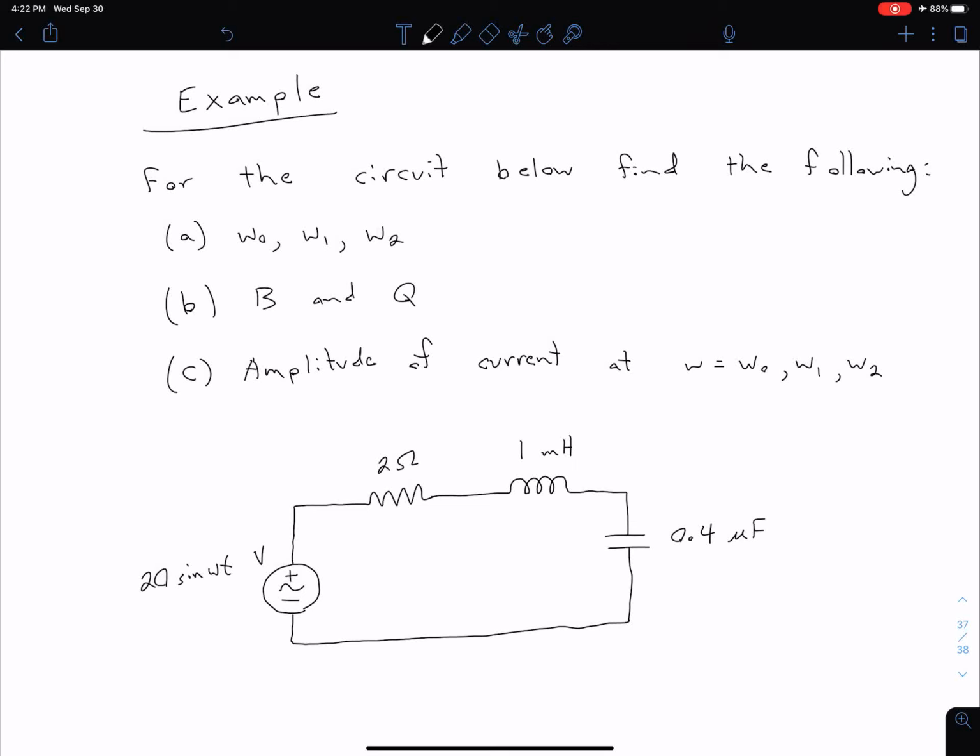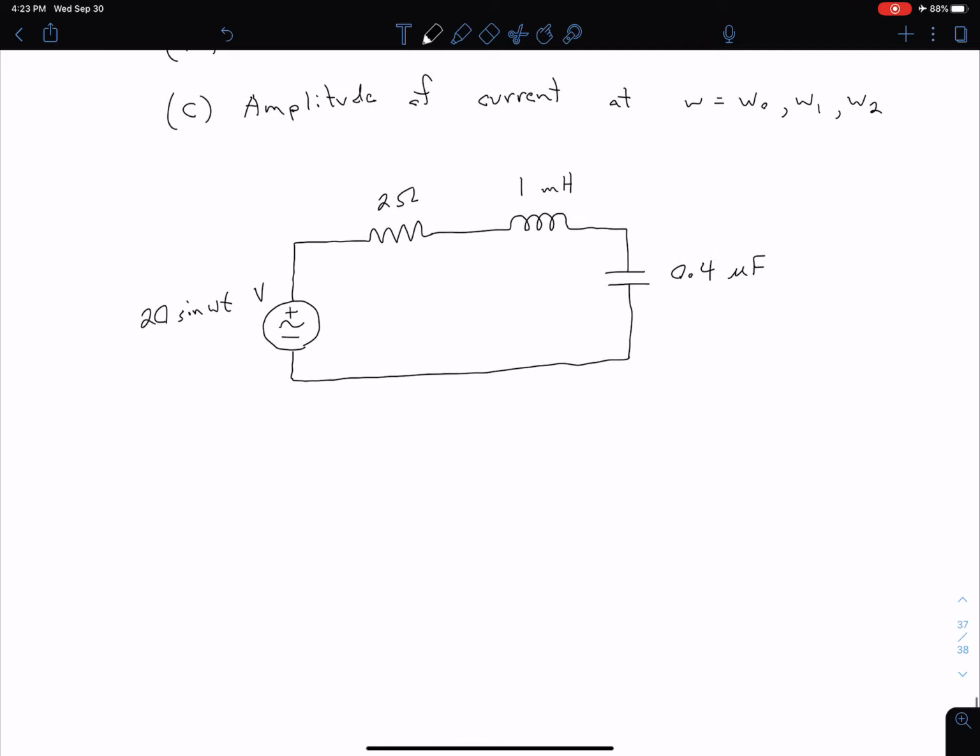Let's look at an example for our series resonance circuit shown below. So for this series RLC circuit, what we want to find are several things. For part A, we want to find our resonant frequency omega naught, our half power frequencies omega 1 and omega 2. Then for part B, we want to find our bandwidth and our quality factor. And for part C, we want to find the amplitude of the current at our three key frequencies we found in part A. So let's get started.